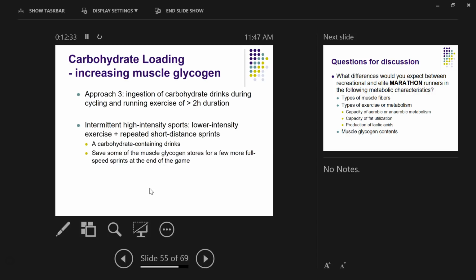Some types of games are intermittent high-intensity sports. This type of sport has lower intensity exercise combined with repeated short-distance sprinting, like football or that kind of game. You can also give carbohydrate-containing drinks, right? And this can help save some of the muscle glycogen stores for use during the few minutes of the sprinting kind of exercise, right?